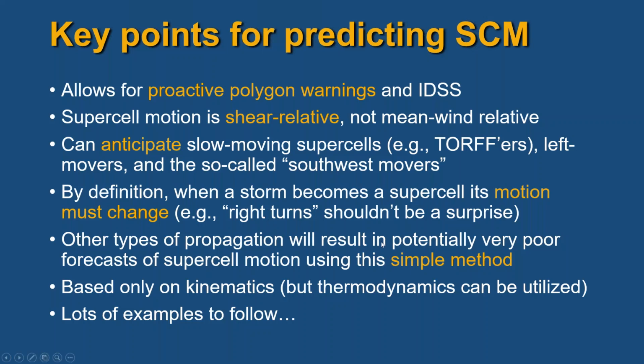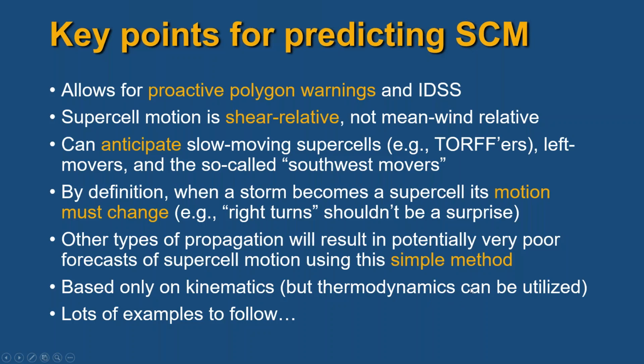Another key thing to remember is that when a storm becomes a supercell, its motion must change. That's just by definition. Once it develops that rotation, it must change because that's 50% of the updraft strength. So if you see a storm moving right or turning right, that really shouldn't be a surprise. But note that it doesn't have to turn right as it becomes a supercell, based on how the shear vector is oriented. So these other types of propagation that we talked about are going to result at times in very poor forecasts of supercell motion using the simple method that we've developed.